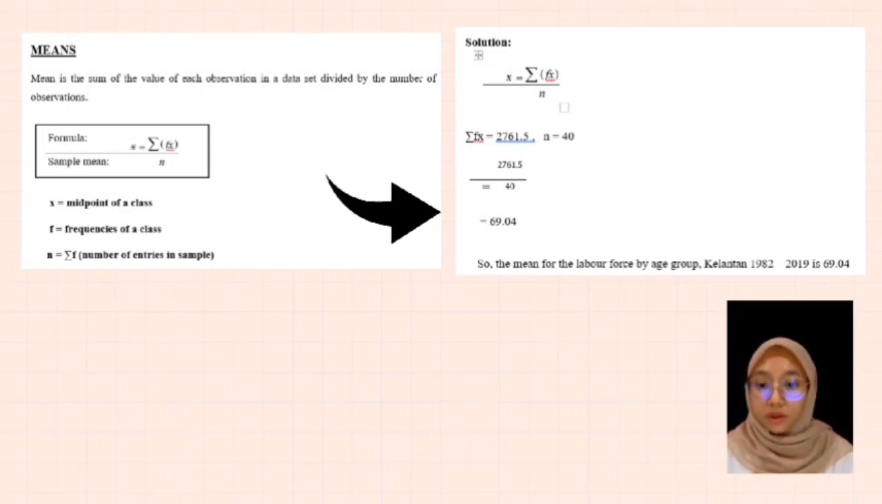The first is mean. Mean is the sum of the value of each observation in a data set divided by the number of observations. The formula for mean is the sum of frequency times midpoint divided by the sum of frequency. For example, 2761.5 divided by 40. The total is 69.04. So the mean for the labor force by age group, Kelantan, 1982 until 2019 is 69.04.